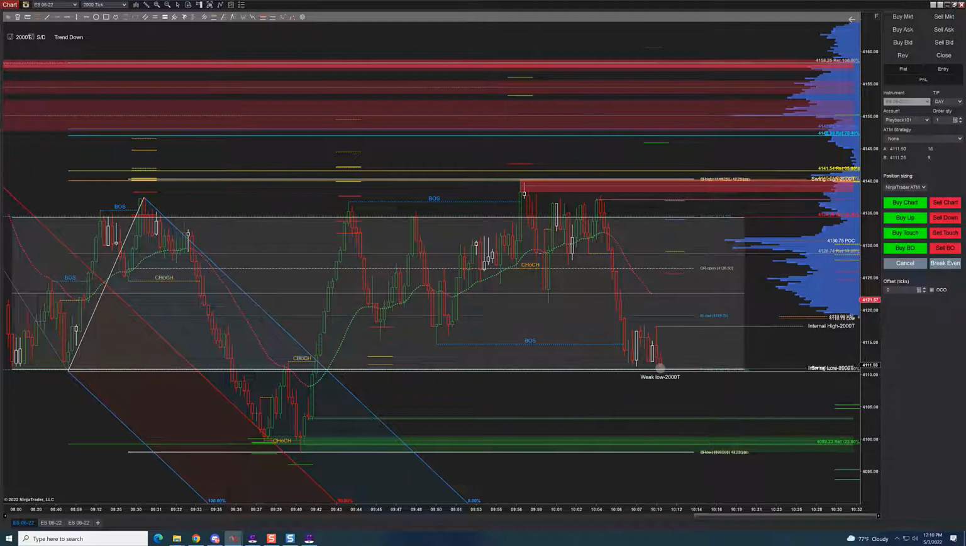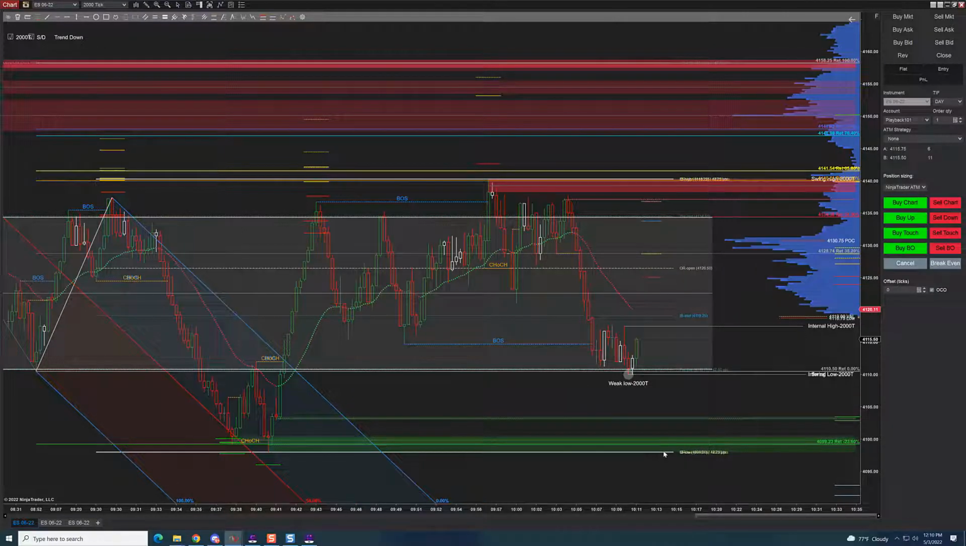Let me skip ahead so you don't have to sit through that. Looks like we get a little break. At this point in time, you might be thinking they're going to go after the IB low, right? They're going to challenge it. Now look what's right down there: a demand zone, with a little reaction here.